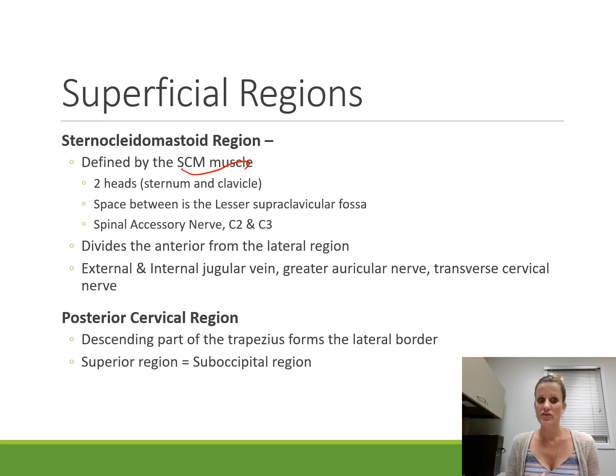The 2 heads of the sternocleidomastoid, right here on the sternum and the clavicle, have a little fossa or depression in between them. And we call that the lesser supraclavicular fossa. Okay, supraclavicular because it's above the clavicle. There is a greater supraclavicular fossa that's just behind that. You go just on the other side of the sternocleidomastoid, and the greater fossa is located there. These are important because of the specific vessels that are passing through those areas, and we'll talk about them when we talk about clinical impact towards the end of the lecture.